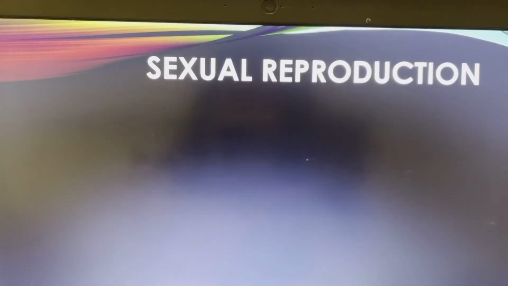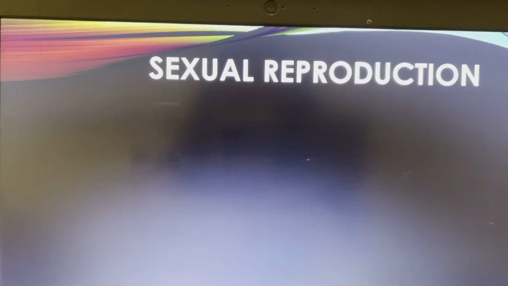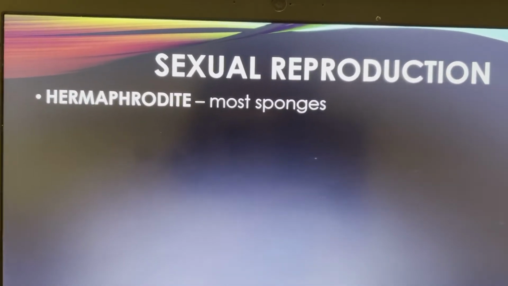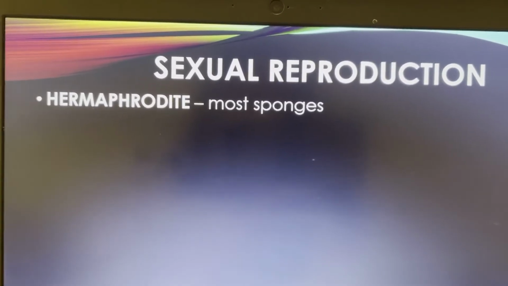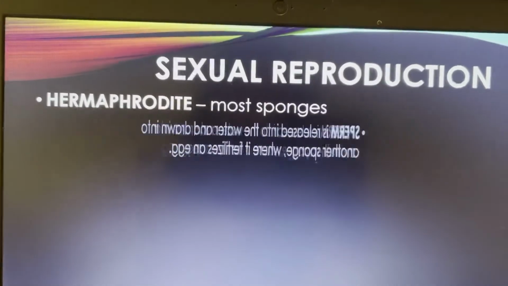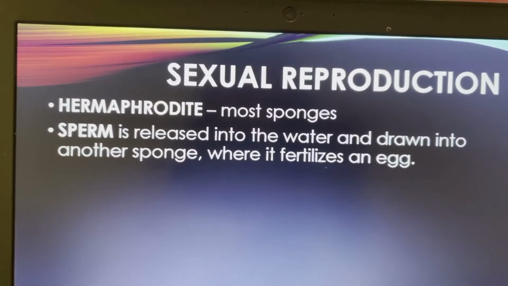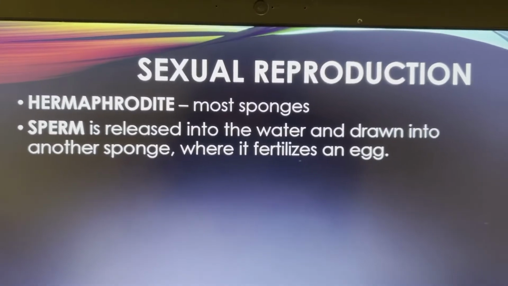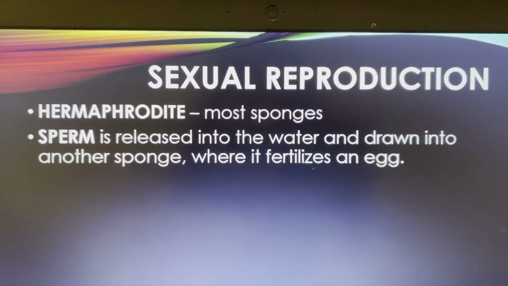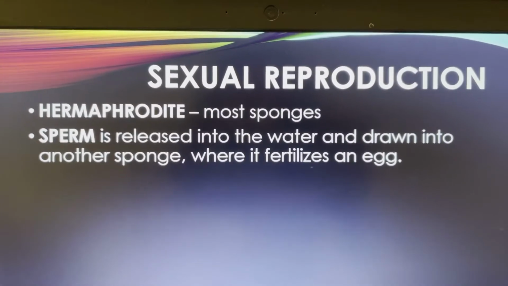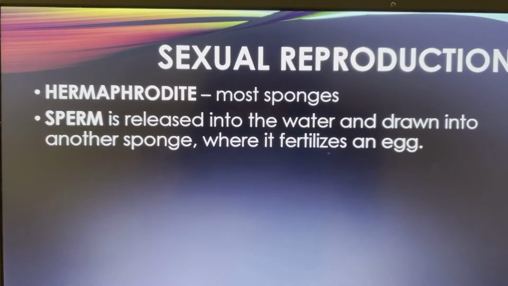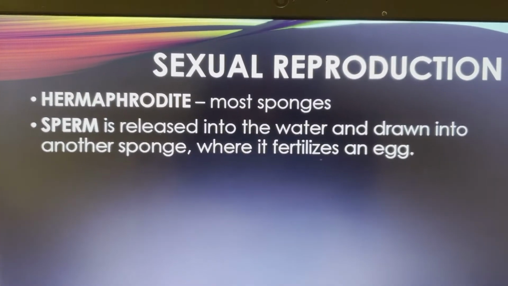Next is the sexual reproduction. It involves both egg and sperm. Most sponges are hermaphrodites. When we say hermaphrodite, it means they have both the egg cells and the sperm cells. Next, sperm is released into the water and drawn into another sponge where it fertilizes an egg. Fertilizes an egg means the union of egg and sperm.